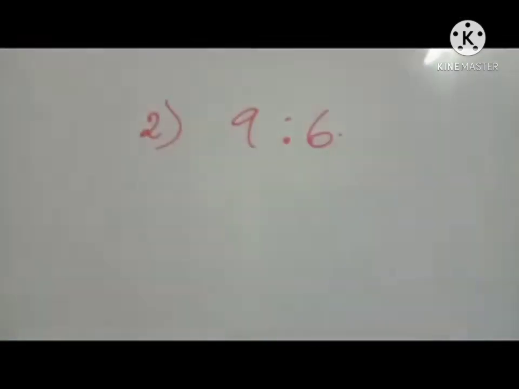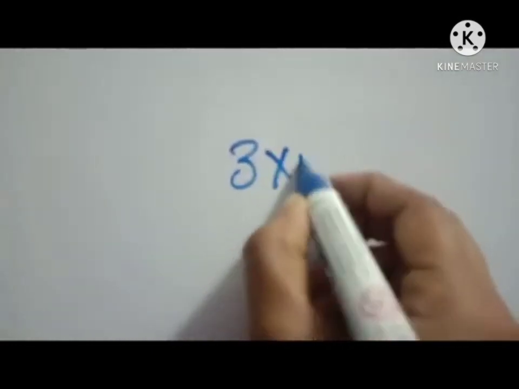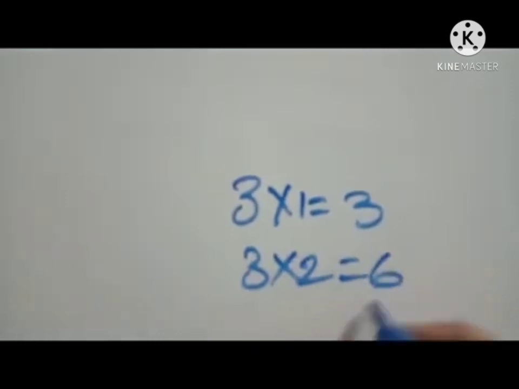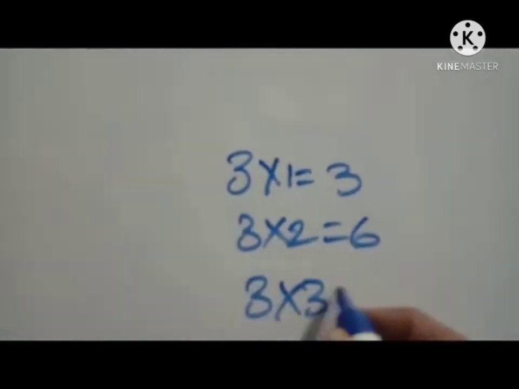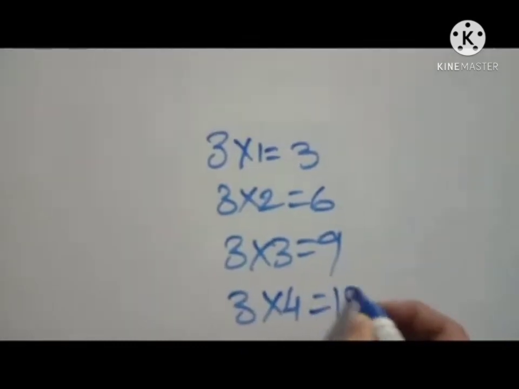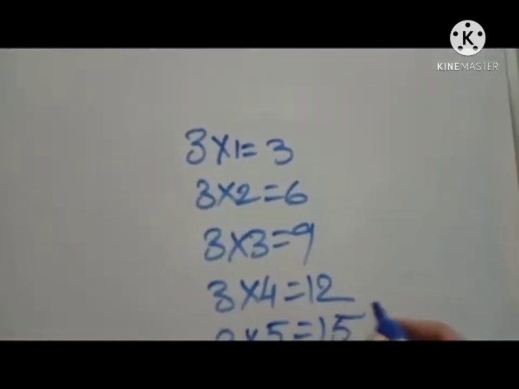9 is to 6. 9 is to 6. 9 and 6 are there in which table? These two numbers must be in the same table. What is that? Very good. 3 table. See here, I am writing the 3 table. 3 ones are 3. 3 twos are 6. 3 threes are 9. 3 fours are 12. 3 fives are 15.